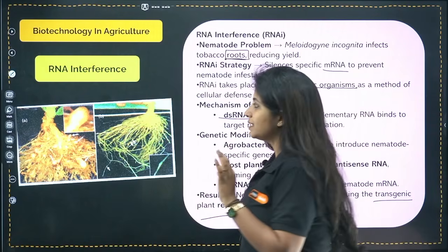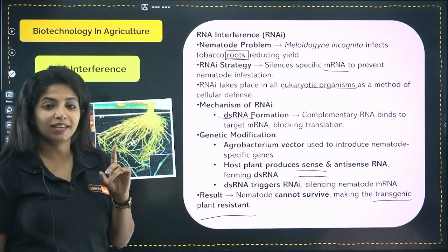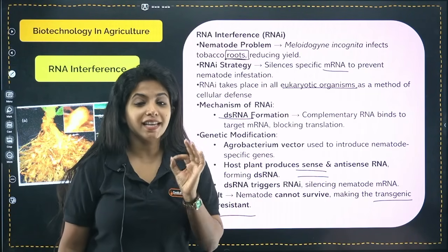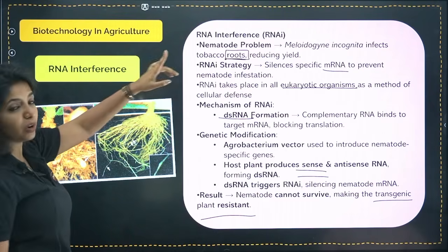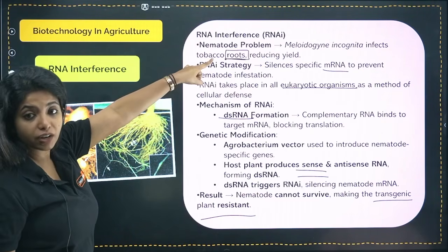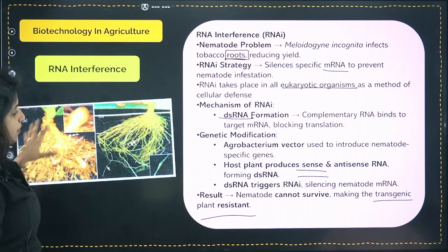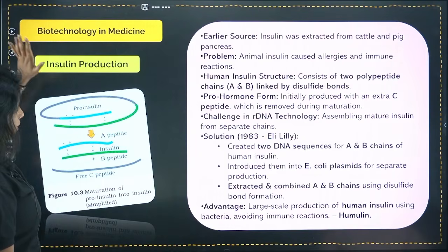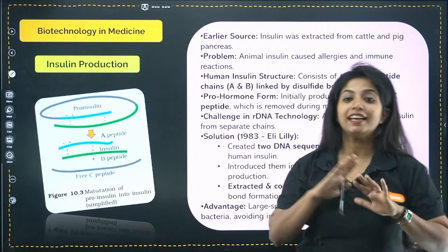That's all. This is RNA interference. Always remember, you need double-stranded RNA. It works in the case of eukaryotic cells. Okay, it's a method of cellular defense in the case of eukaryotes, not in the case of prokaryotes. And here, this Meloidogyne incognita, where is it affecting? It is affecting the tobacco roots. Cool. And this is the picture that is given over here in your NCERT. That's all. That's all about biotechnology in the field of agriculture.